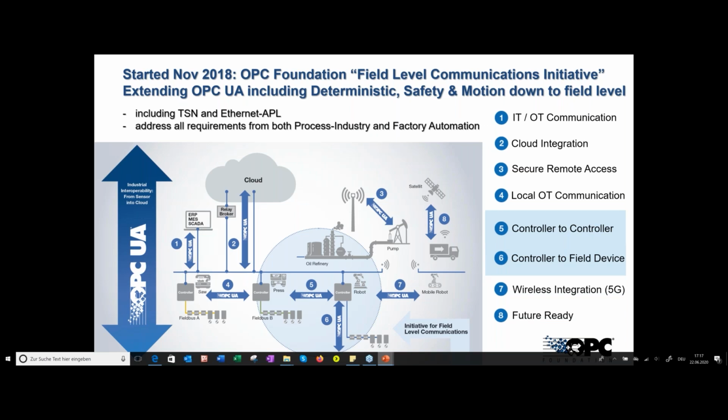Peter Lutz from the FLC initiative will talk a little bit later about how the OPC Foundation has started a new initiative called the Field Level Communications Initiative. This group is extending OPC UA to additionally provide deterministic safety and motion down to the field level. This happens by including TSN and Ethernet APL as critical technologies to fulfill all requirements for the process industry and factory automation.